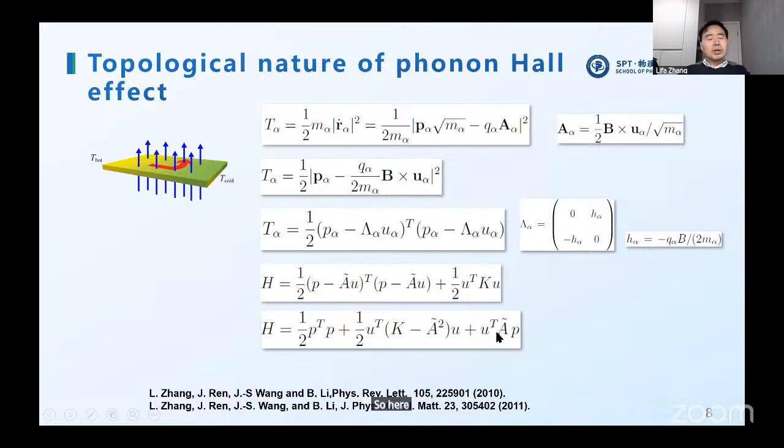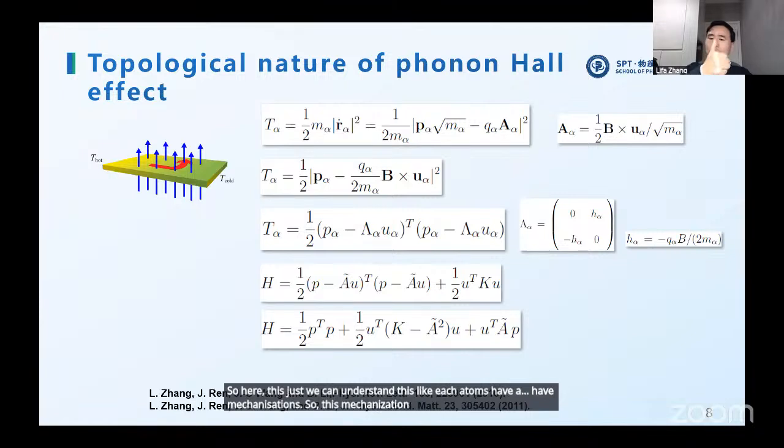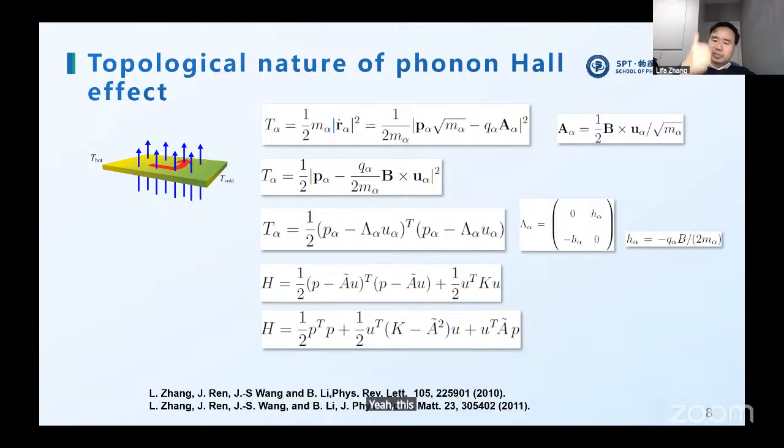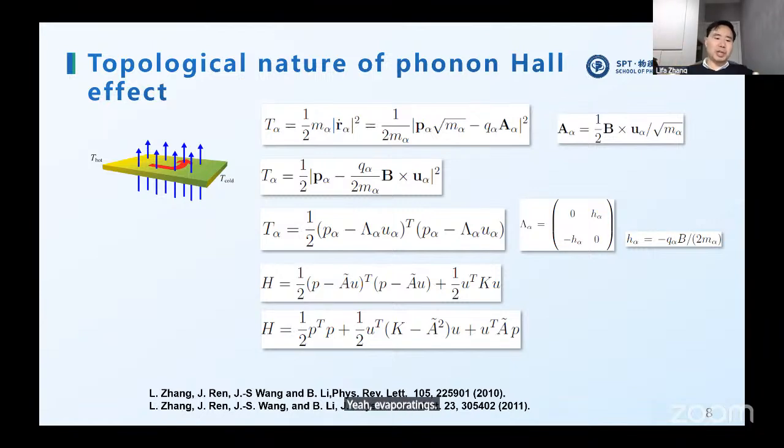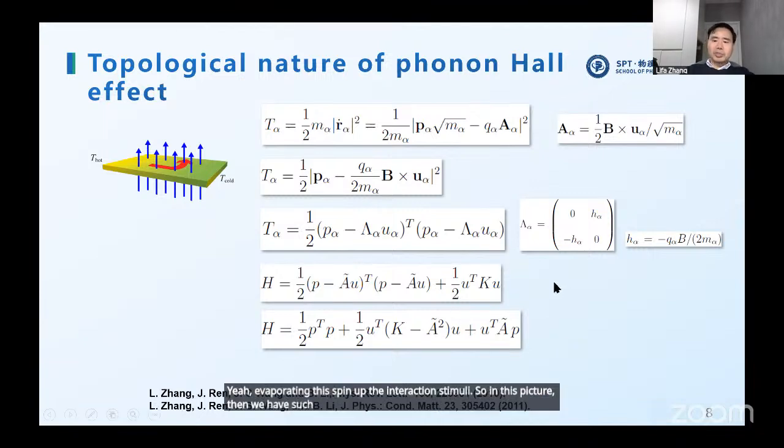So here we can understand that each atom has a magnetization. When the atoms undergo optical vibrations, this magnetization will have some spin-optical interaction. So this is the spin and magnetization of the atoms, coupled to the optical vibrations. This is a similar spin interaction. So in this picture, we have such a Hamiltonian. Then how about the wave picture for the phonons?